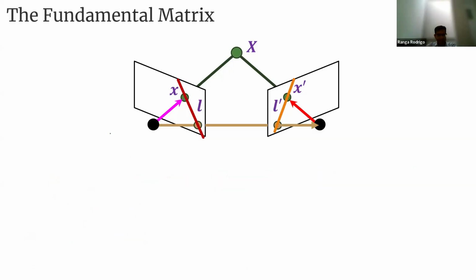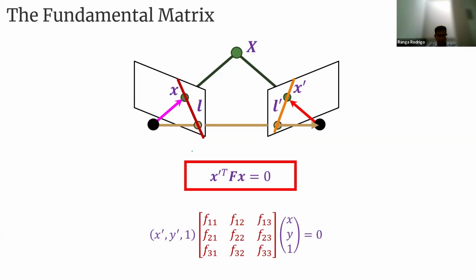Fundamental matrix, so it is very important. We have to remember this. The fundamental matrix: x prime transpose F x is 0. F11, F12, F13, and so on. It's a 3x3 matrix. Let me give a small example. I'm trying to look for that example.